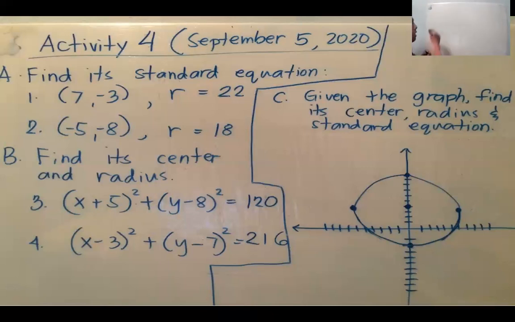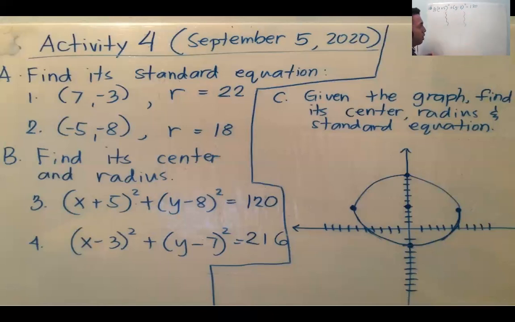Our first one is number 3. X plus 5 squared plus y minus 8 squared equals 120. So hanapin natin yung kanyang h and k at ang kanyang radius. Okay?